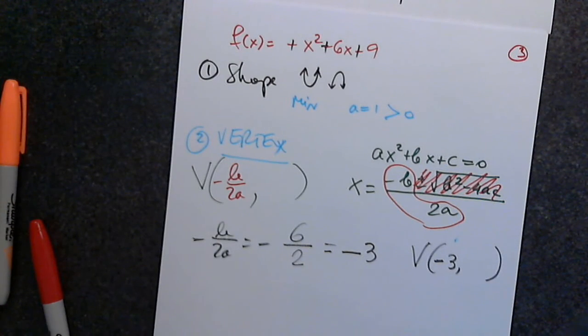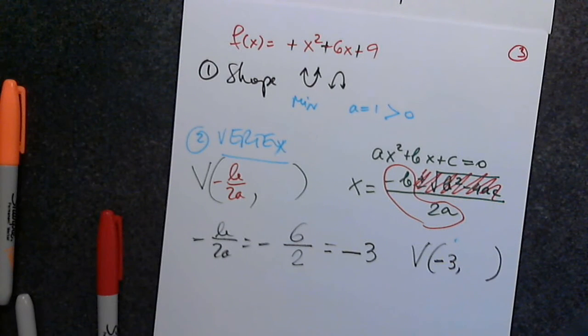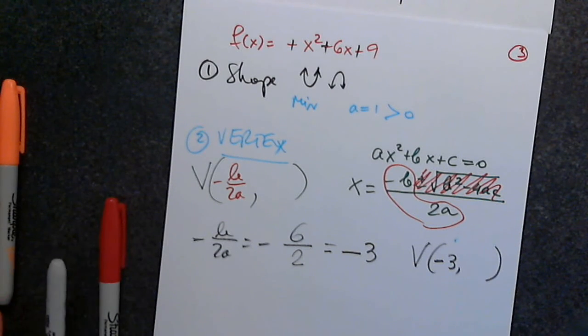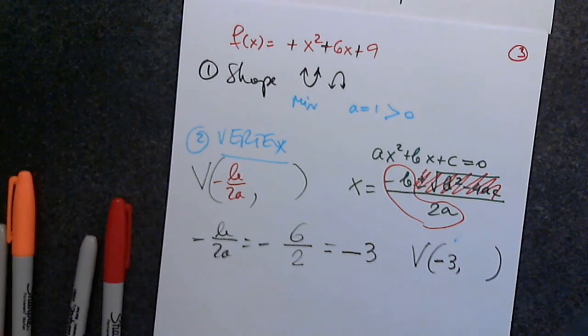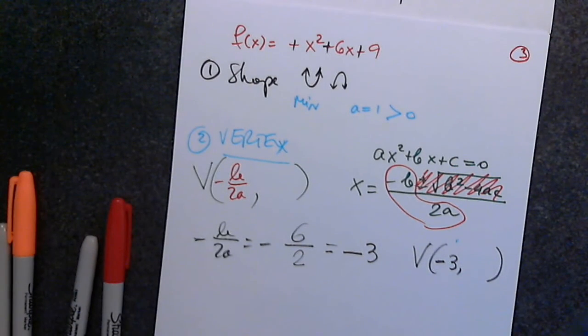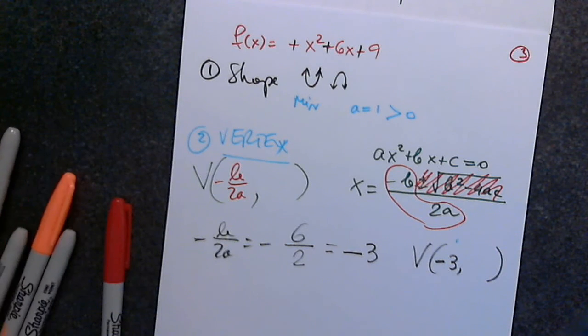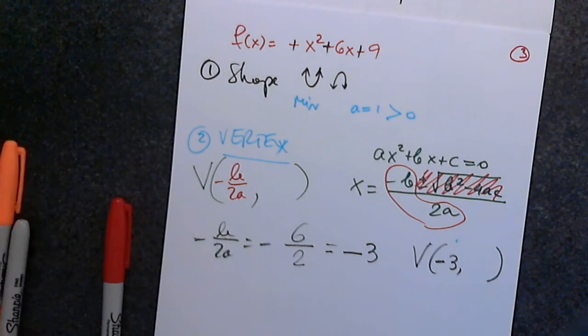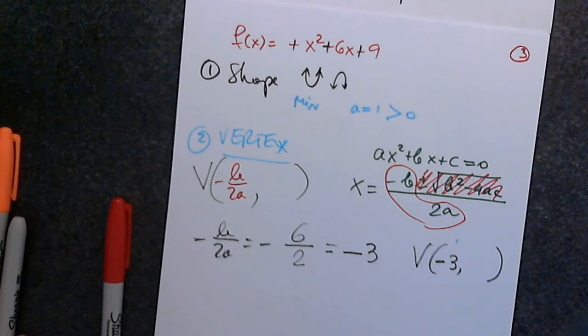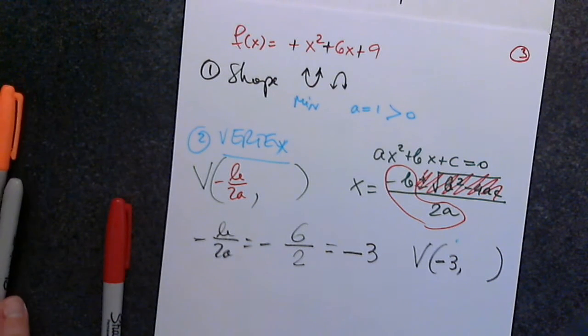But that's not sufficient. I can't plot a point if it only has the x-intercept. I'm sorry, the x-coordinate. So then how do I find the y-coordinate of the vertex? Careful, if I set the function equal to 0, I find the x-intercepts.